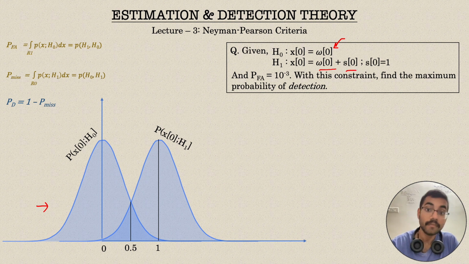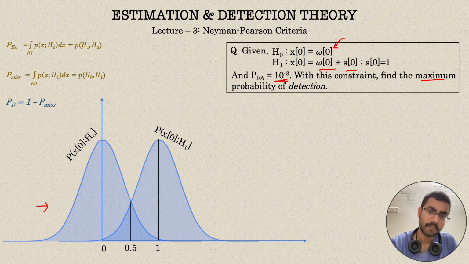Okay. Here we have defined the probability of false alarm to be 10 power minus 3. That means we have set a level of tolerance beyond which we won't be accepting the false alarm in our detector. Okay. So 10 power minus 3 means 1 in 1,000. So in 1,000 transmissions, only in 1 we will be accommodating a false alarm. Having this constraint, can you tell me the maximum probability of detection?